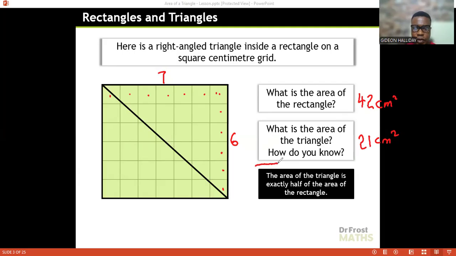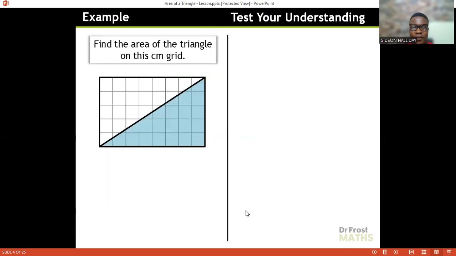So the area of a triangle is exactly half. You should write this in your book: the area of the triangle is exactly half of the area of the rectangle. And that is it, as simple as that. With that, you can find the area of a triangle just by halving the area of a rectangle. It's easy.